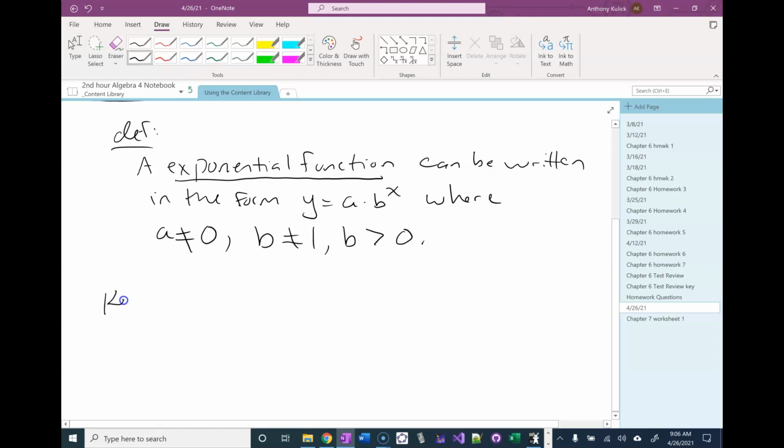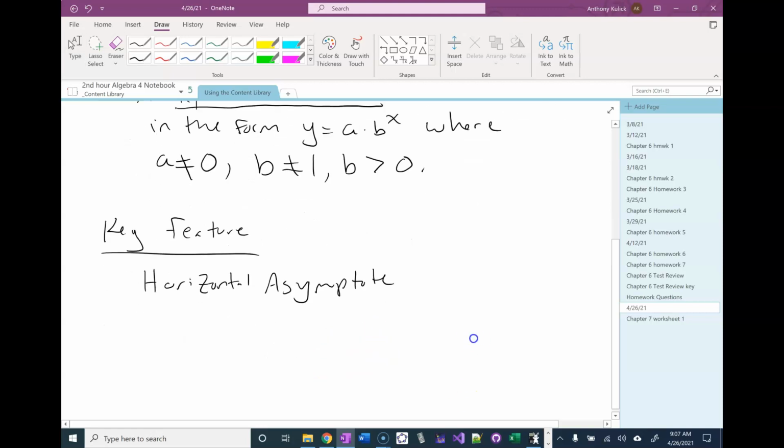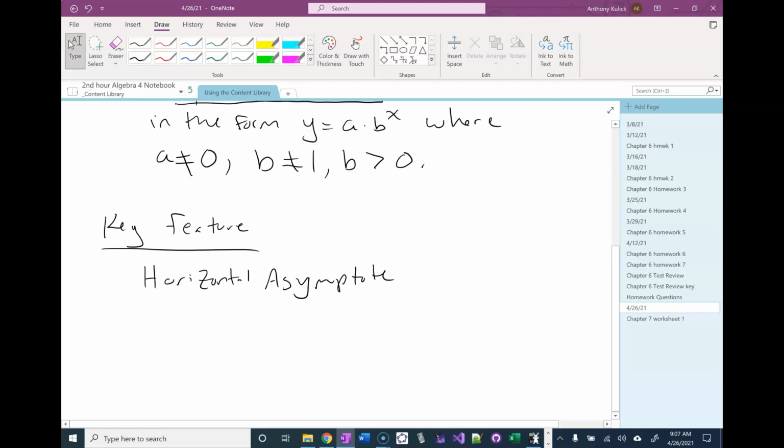So next thing we're going to mention is that all exponential functions have this key feature. They all have a horizontal asymptote. And you guys remember those asymptotes? Those are those dashed lines on our graph that the graph approaches but doesn't cross. Okay, so all exponential functions are going to have a horizontal asymptote. Horizontals are the ones that go left and right.